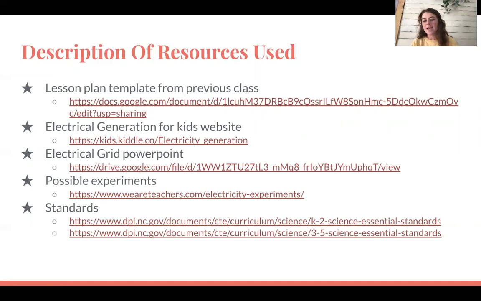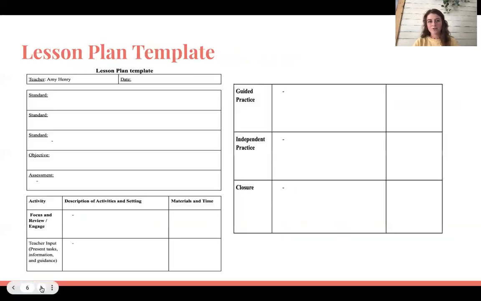And then I included two different standards. One is K-2 science and the other one is 3-5 science. So depending on what grade I choose, I want to try to find a standard that relates to electricity. I'm leaning towards fourth or fifth grade, but I'm just going to go through the standards and figure out which one applies best to this topic and the experiments I want to do.